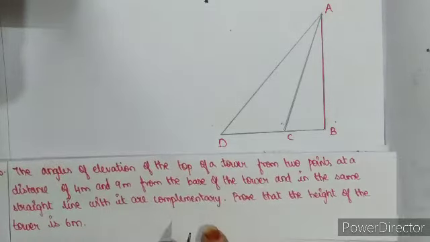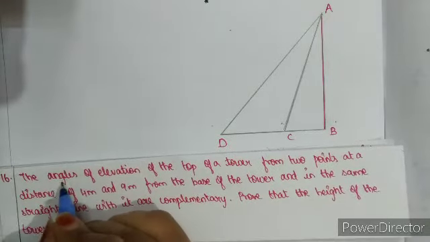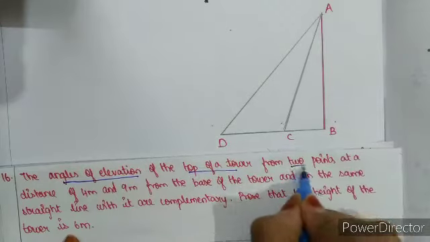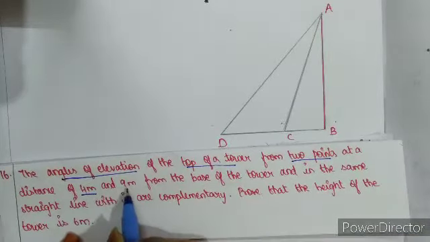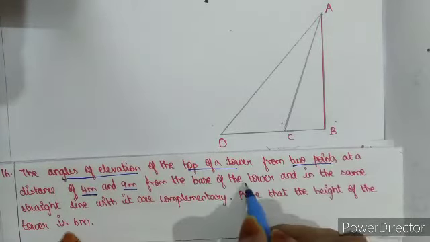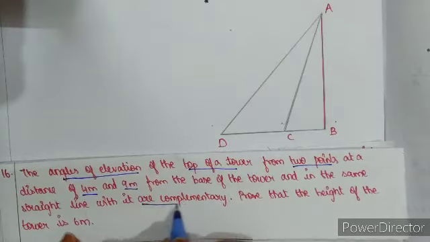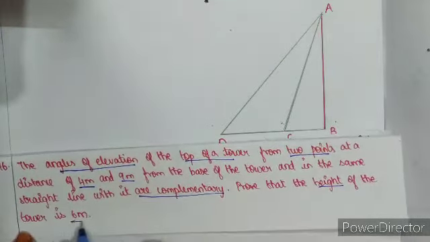Hi friends, today we are going to see exercise 9.1, 16th sum. The angles of elevation of the top of a tower from 2 points at a distance of 4 meter and 9 meter from the base of a tower and in the same straight line with it are complementary. Prove that the height of the tower is 6 meter.